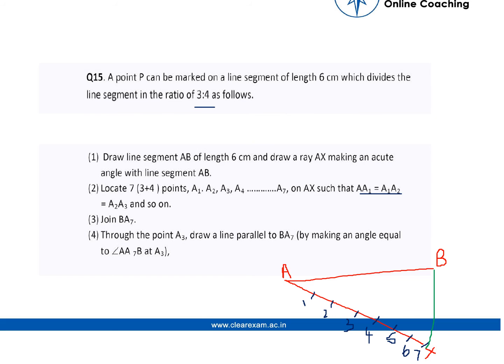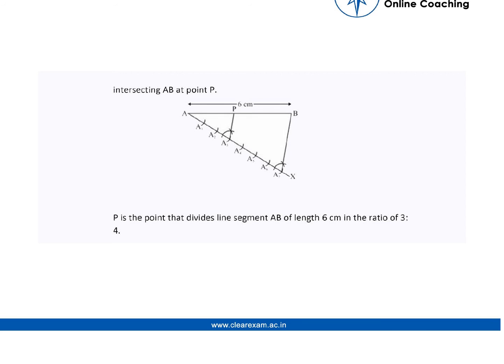Now since again we are given the 3:4 ratio, from the third point we will draw a line which is parallel to BA7. And we will do so by making an angle equal to the angle AA7B at A3. We will now get the point P which divides the line segment AB of length 6 cm in the ratio 3:4.